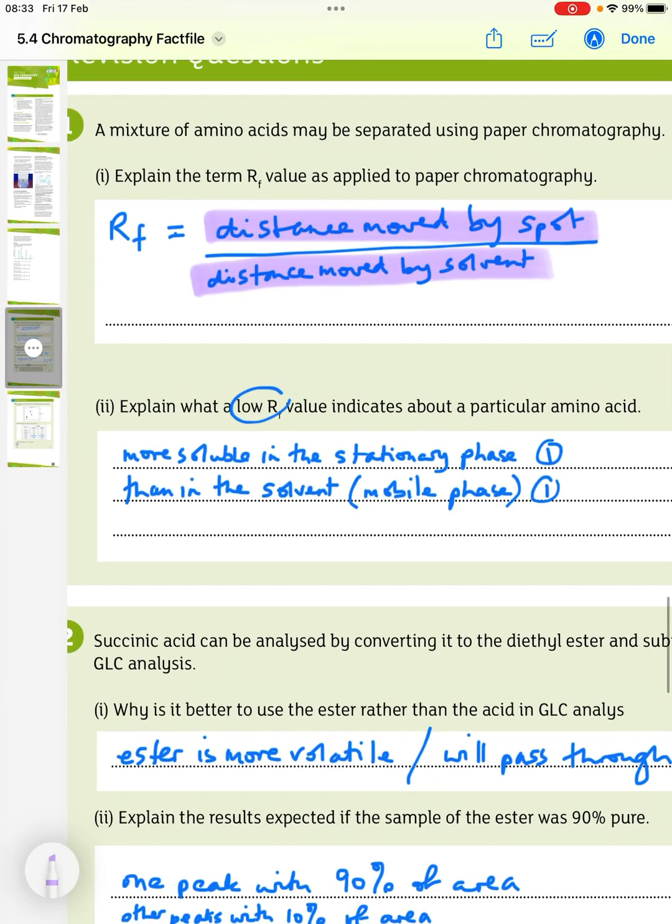Explain what a low RF value indicates about a particular amino acid. Well, if it's a low RF value, that means that it's more soluble in the stationary phase than in the solvent, or the mobile phase.